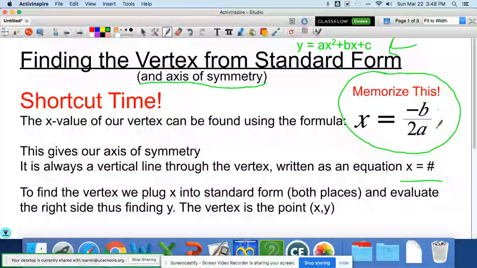Well, and if now we know the x value, think about standard form. A is a number, B is a number, C is a number, and now X is a number. So everything on the right-hand side is just numbers, meaning we can evaluate it and find a single value for Y. And if we found X and Y, that's a vertex, that's a point, okay?